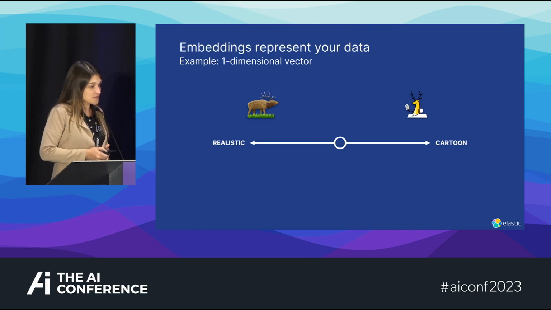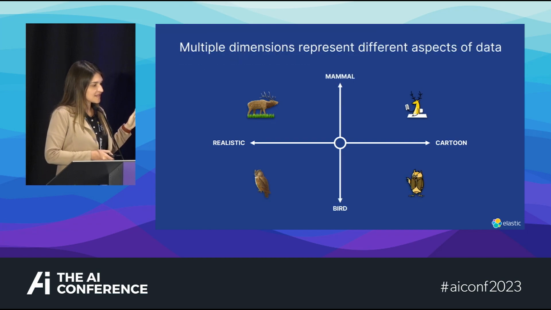The embeddings represent your data. Here we have an example of a one-dimensional vector. What we have here are two different aspects of the data, ranging from realistic to cartoon. We have something that I hope is a real elk, or it should be. And on the other side, we have a cartoon version of this elk. I like to call this the student elk. So here we have different aspects. And then multiple dimensions here will represent different aspects of the data. So I am also adding here mammal and bird, and the same thing with owl.